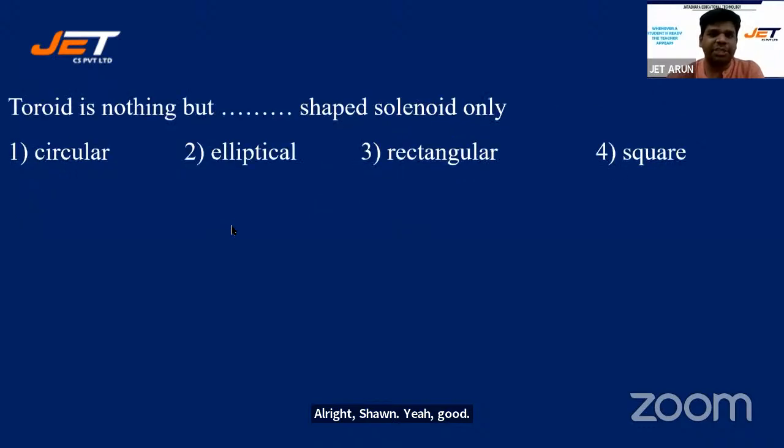A toroid is nothing but a dash shaped solenoid: circular, elliptical, rectangular, square. Toroid will also be covered in detail in intermediate, students. You will in fact derive the magnetic field inside the toroid. All right, let's get the answer. It's circular. Let's go for the next one.